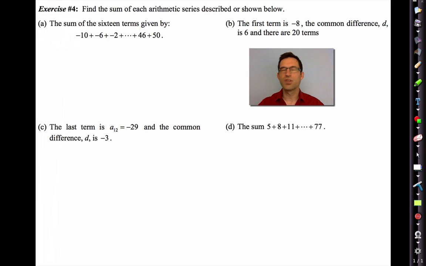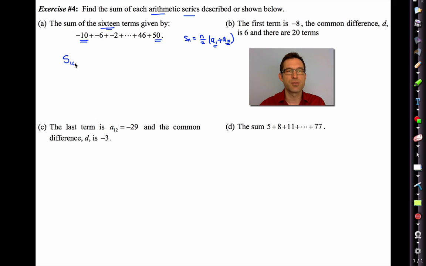So again, to do the sum of any arithmetic series, that sum, S sub n, equals n divided by 2 times a1 plus an. Look at how small I can write when I really want to. Think about what we need. We need the number of terms. Do we have it? Sure, we have 16 terms. We need to know the first term. Do we have that? Sure, it's negative 10. We need to know the last term. Do we have that? Yeah, it's 50. So this one should be easy.